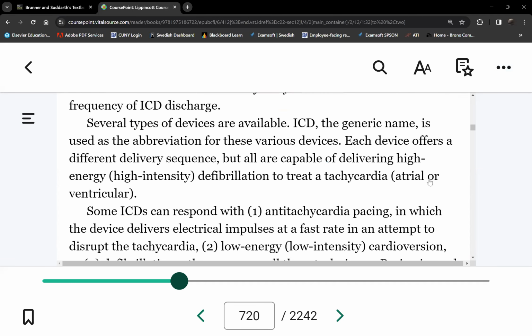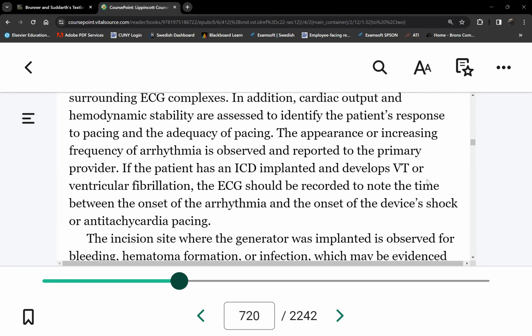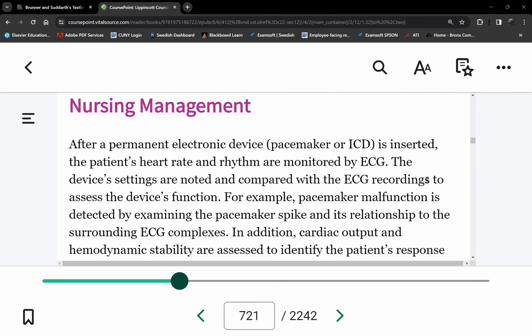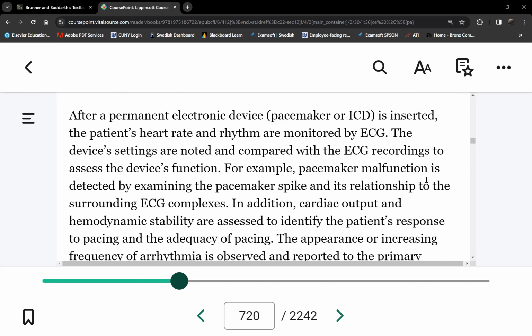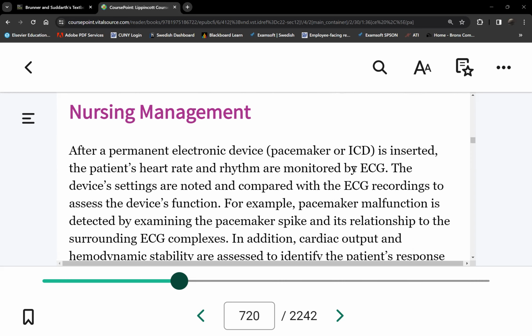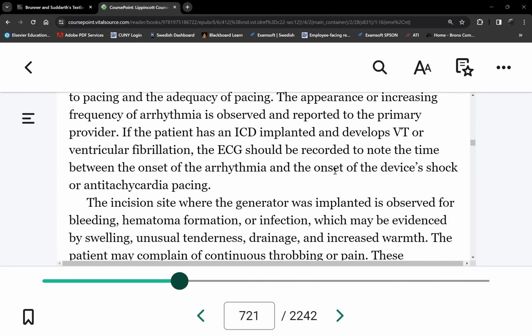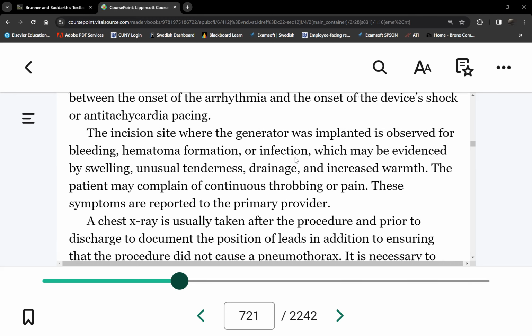Okay, let's go now to your teaching. I just remembered they took out the chart on this edition. I don't know why, but the teachings are under several paragraphs under nursing management. So let's just find them. So here's the first one, this paragraph. What do you teach the patient to report?